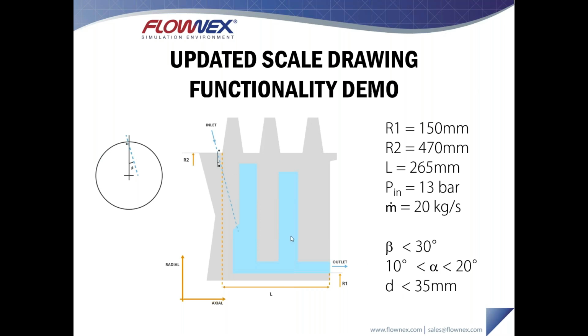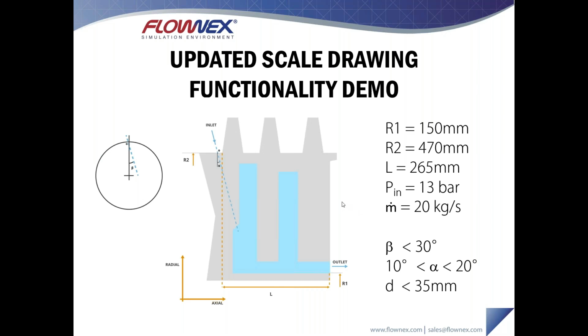So with those constraints, we can go ahead and optimize the angles for alpha and beta, and then optimize the diameter of these holes to provide a minimal pressure drop through the system. We have a target mass flow rate of 20 kilograms per second, and we would like to maximize our outlet pressure by changing these geometric parameters.